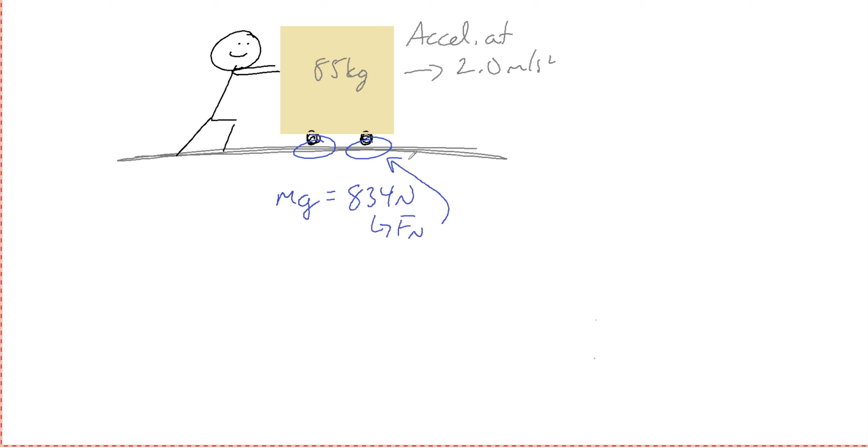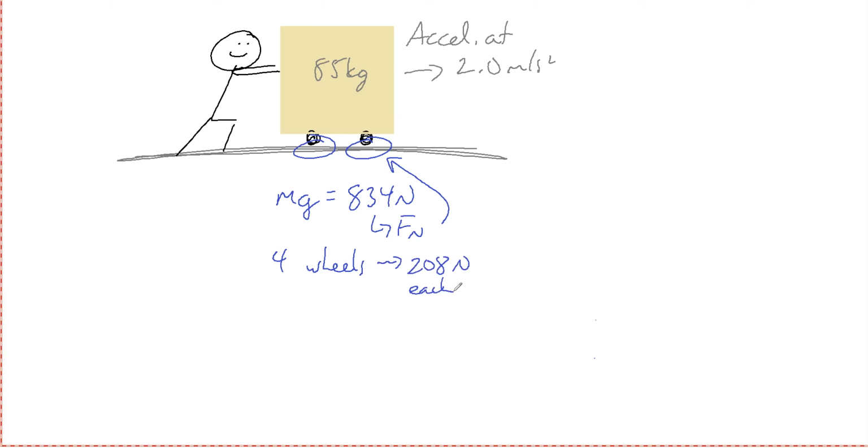Now, if there are 4 wheels, if you had 4 little tiny wheels, each one of them actually has a normal force. So if you divide that by 4, there is 208 newtons of normal force for each of the 4 wheels. The total normal force between the box and the ground would be 834, divided between the 4 wheels, 208 for each one.